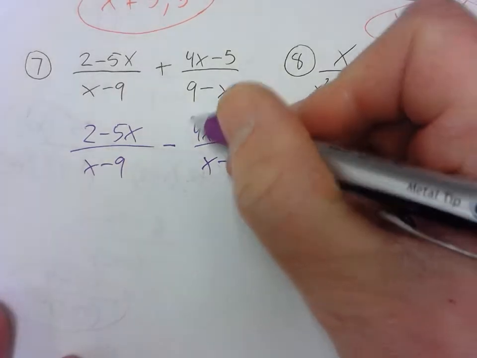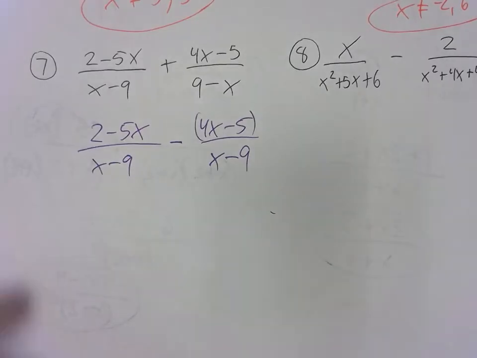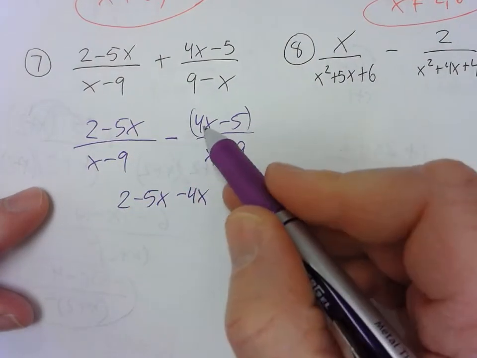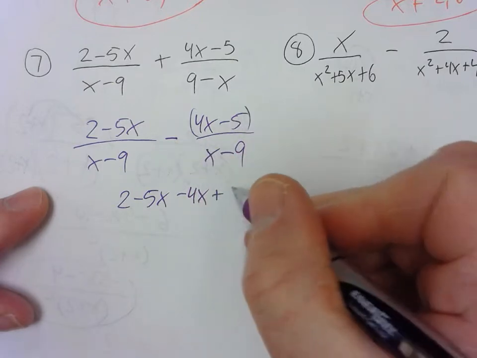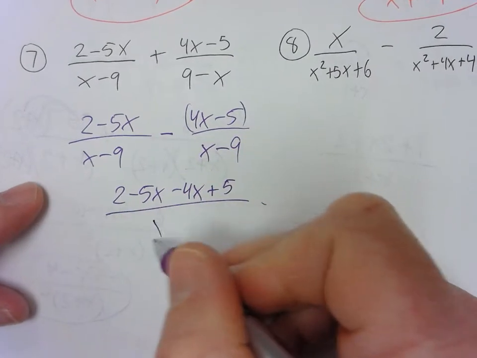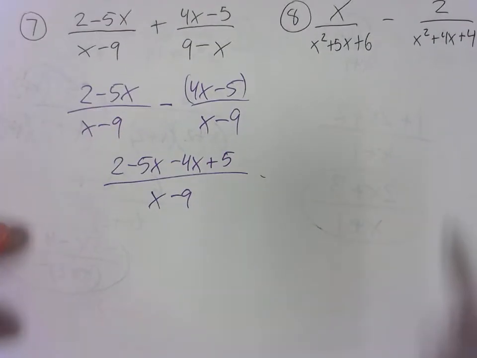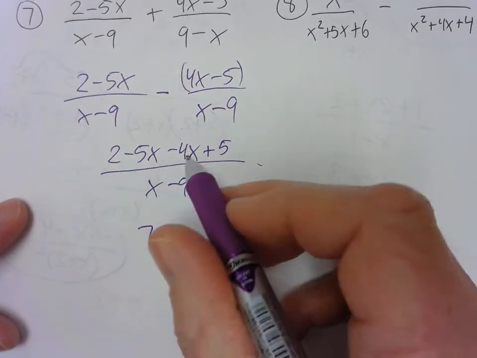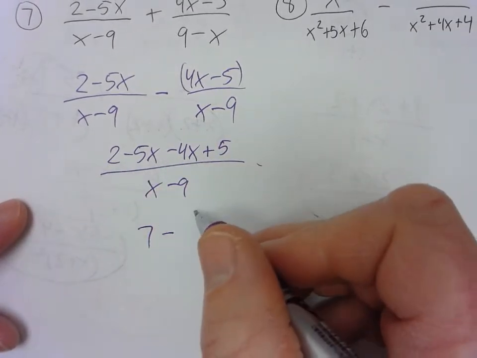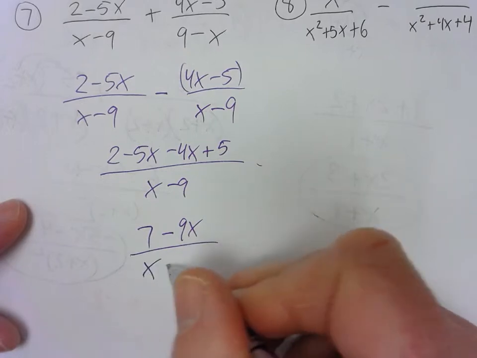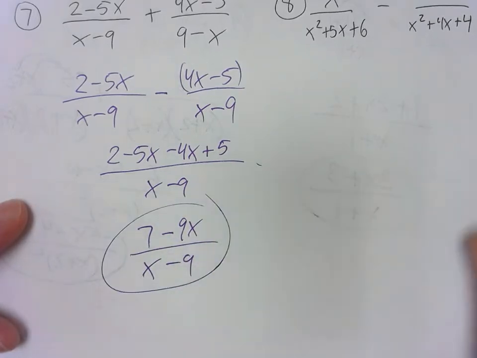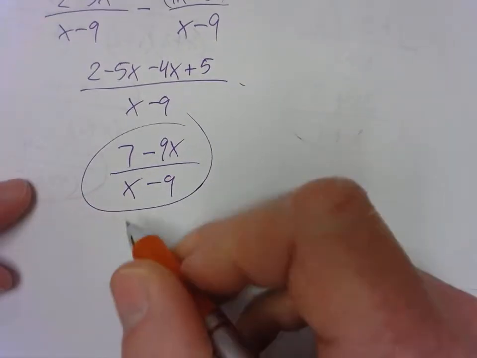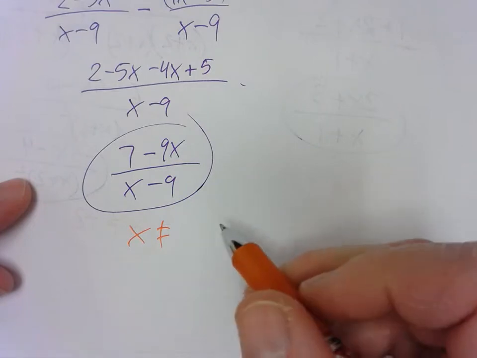We do have to distribute this negative through the parentheses. So I have 2 minus 5x minus 4x, because I'm doing negative times that. Now negative times that would be plus 5 over x minus 9. Then I put my numbers together. That would be 7. And then if you borrow and borrow, you have minus 9 over x minus 9. And that's the answer. And then, of course, you can't have 9 there because that would cause a division by 0. So x cannot be 9.